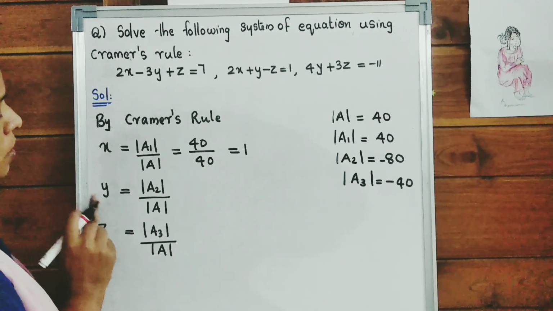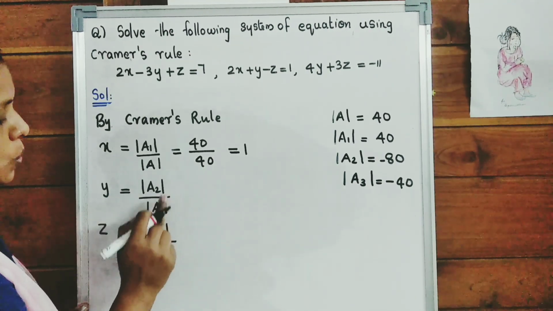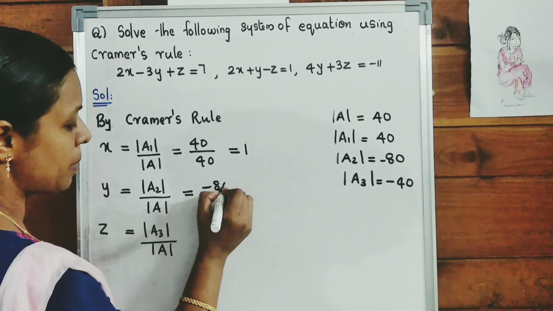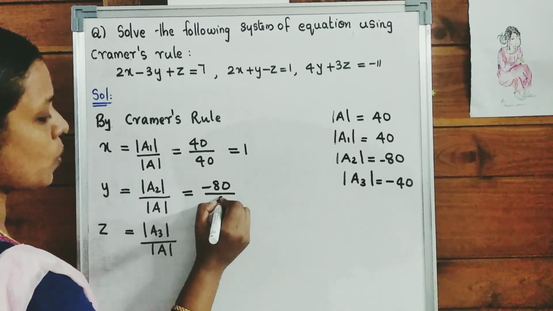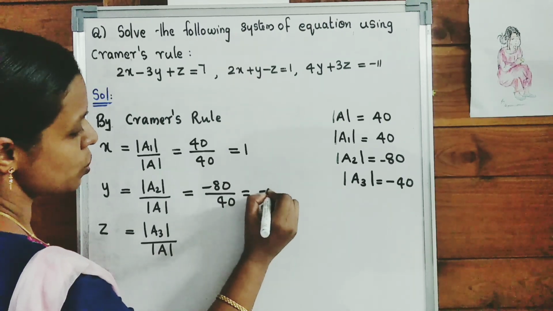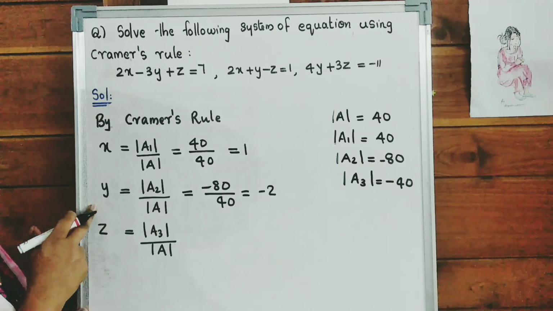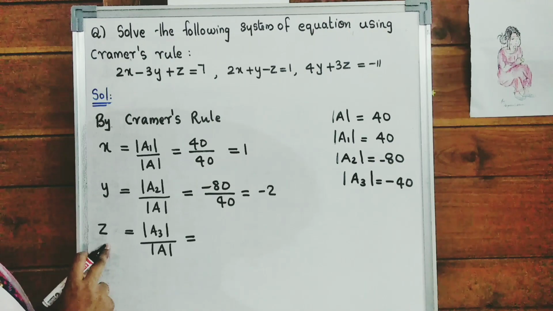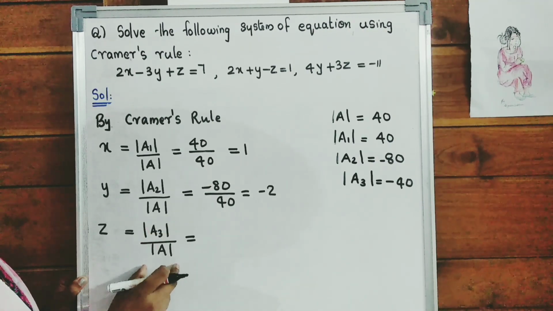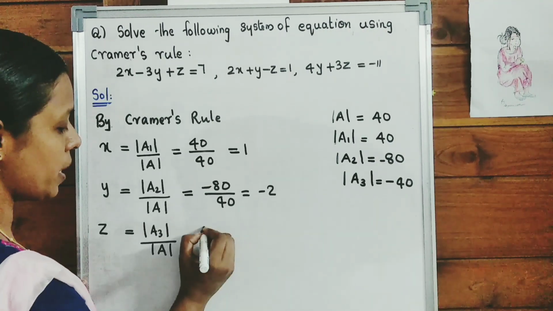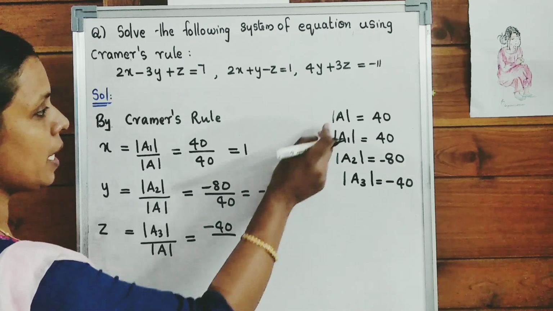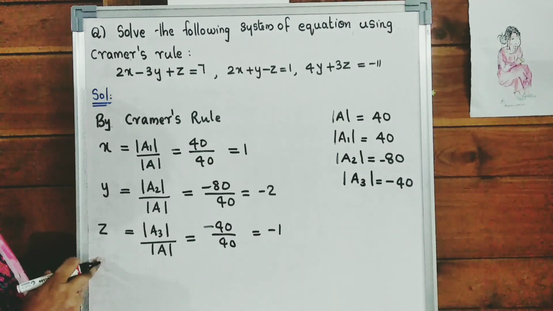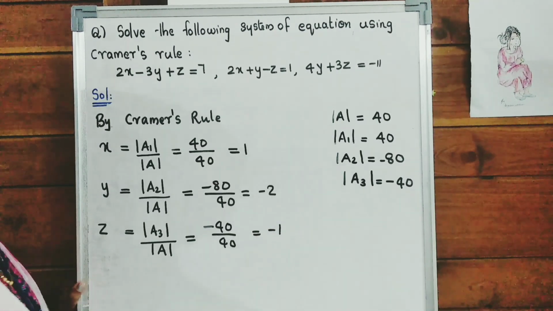Okay. Next we find y. Y is equal to determinant A2 divided by determinant A. That is equal to here determinant A2 is minus 80. Minus 80 divided by determinant A is 40. We get minus 2. That is we get the value of y is equal to minus 2. Okay. Next we find z. Z is equal to determinant A3 divided by determinant A. Here determinant A3 is minus 40. Minus 40 divided by determinant A is 40. That is equal to we get negative 1. Now we get z is equal to negative 1.